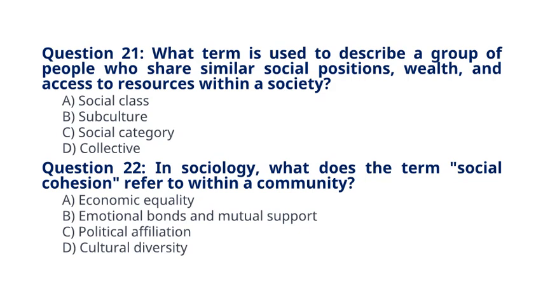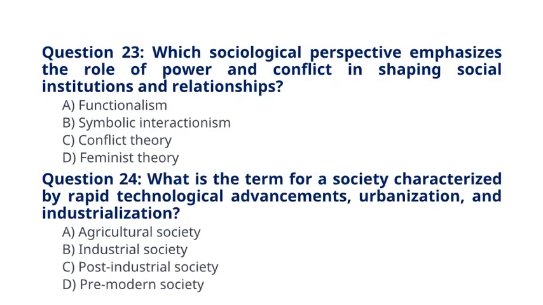A. Economic equality. B. Emotional bonds and mutual support. C. Political affiliation. D. Cultural diversity. The correct answer for question 22 is option B. Emotional bonds and mutual support. Question 23. Which sociological perspective emphasizes the role of power and conflict in shaping social institutions and relationships?